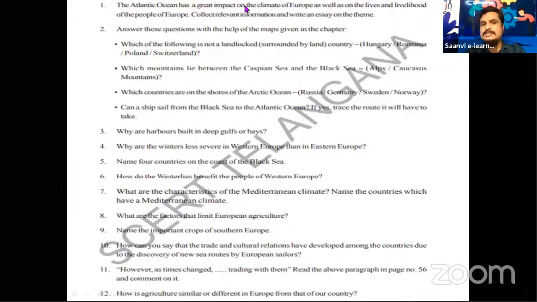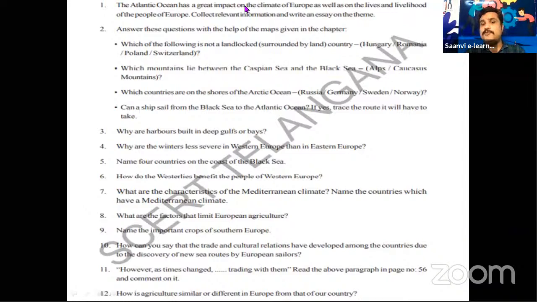11th one, however, as times change, read that paragraph and comment on it. Comment means it is not necessary to write that paragraph as it is. What did you understand from that? Just write 2-3 lines. Okay, that is the meaning of comment. Your opinion on that.